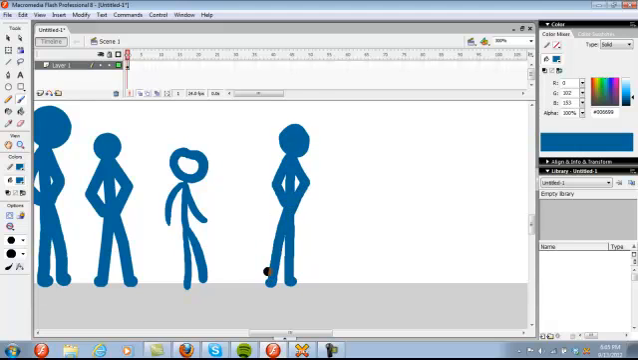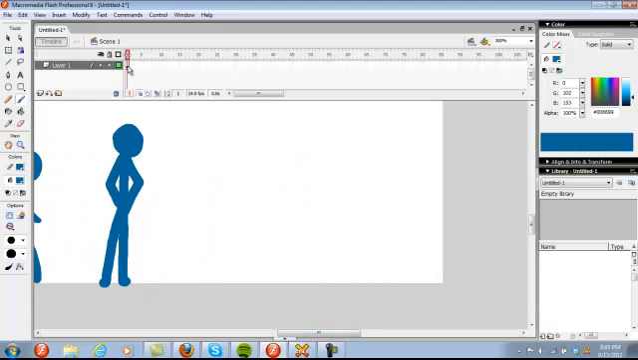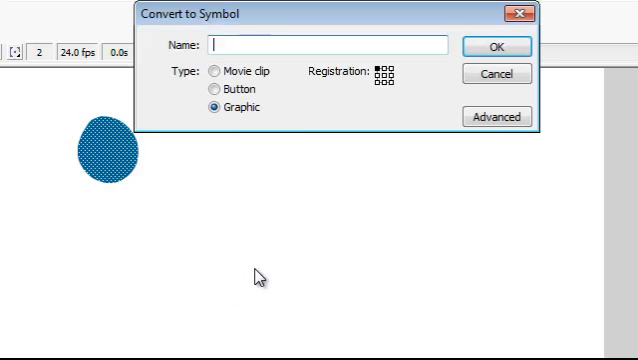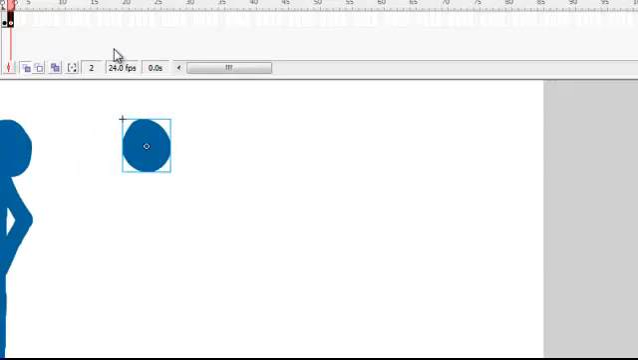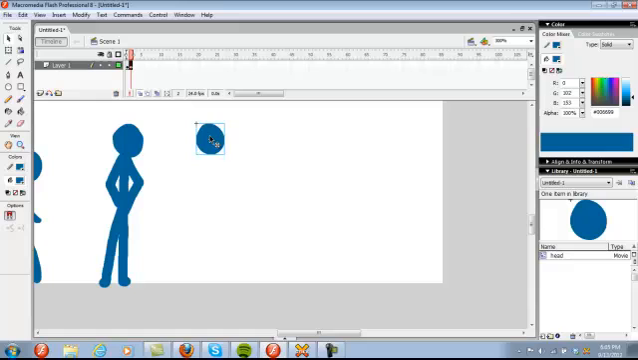A lot of people will go to each frame and they'll just redraw the stick, starting with either a copy and paste head, which you can make a symbol by clicking F8 and naming it head or something, making a movie clip, and then all they do is every single frame for their animation, they take it and they drag it over, and then they draw the body for their stick figure. This is a very well used style.